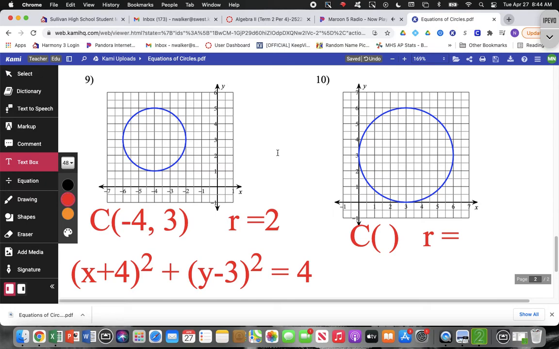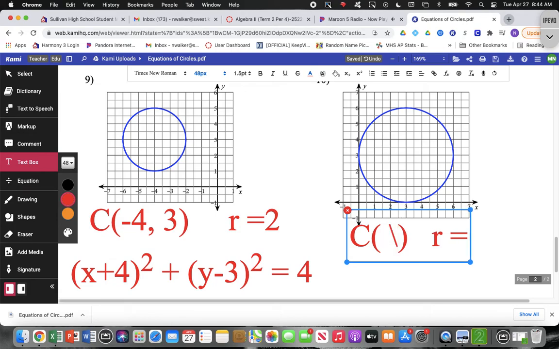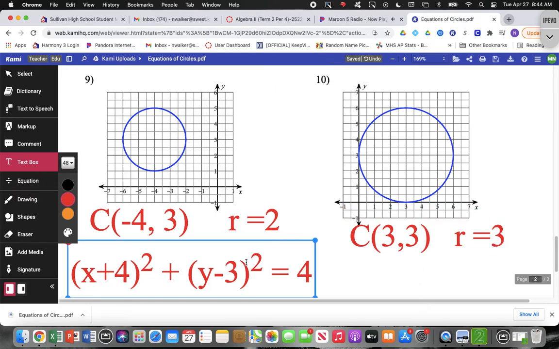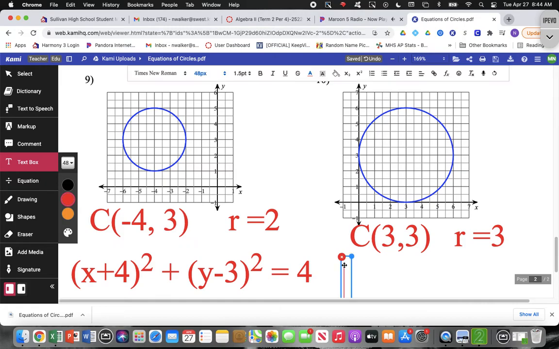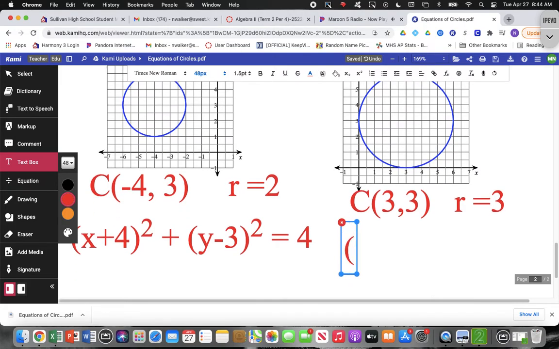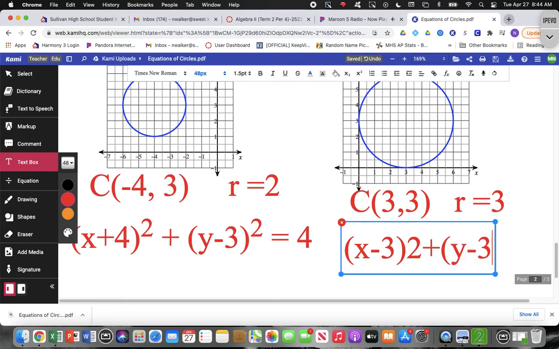All right, now on number 10, let's see, Jesse, what'd you get for your center? 3, 3. Do you guys agree with 3, 3? Yeah. Over 3, up 3. I think that looks good. All right, what about the radius? 3. All right, so if I want to type my equation, is it x plus 3 or x minus 3? x minus 3 squared plus y minus 3 squared equals 9. And then I just got to make those exponents.